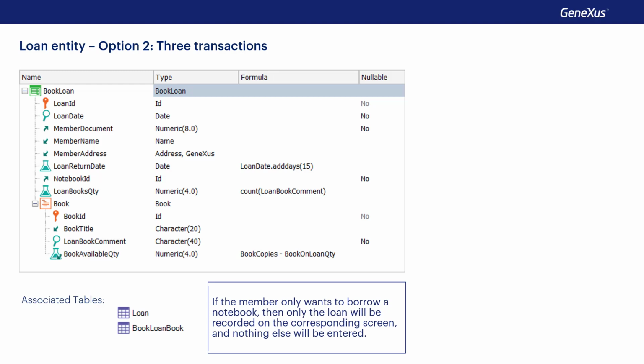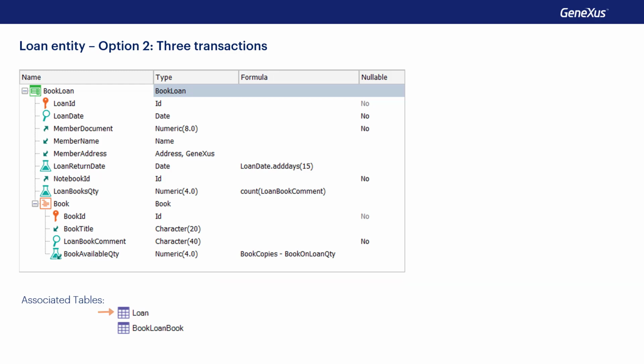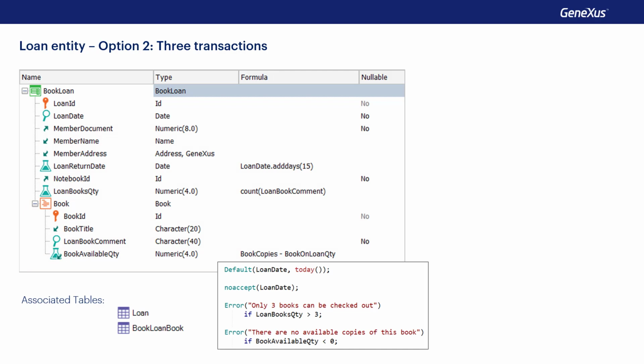Therefore, the primary key will also be Loan ID, and thus a new table will not be created because there's already one where Loan ID is the primary key. That way, we'll be referencing the same loan entity, and only the table associated with the second level will be created. The book loan transaction then has the following structure with the following rules, and the following form is generated.